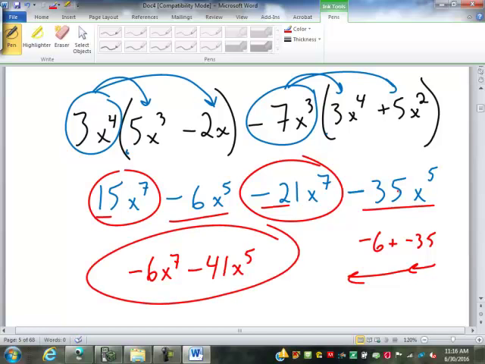This is a negative, but it's not subtracting a negative. Yep. Yeah, I used the negative twice. Yep. Yeah, you can either think of that as a negative 6 minus 35 or a negative 6 plus a negative 35.